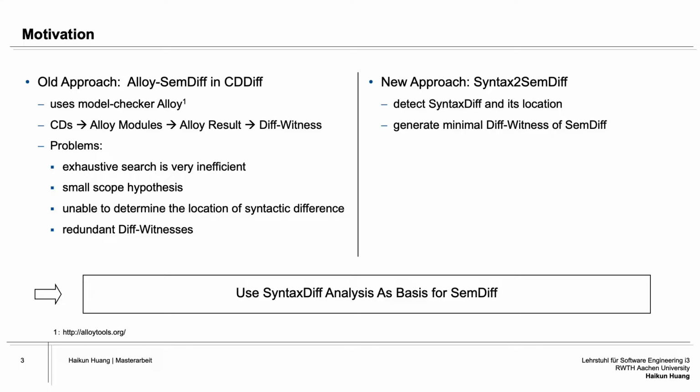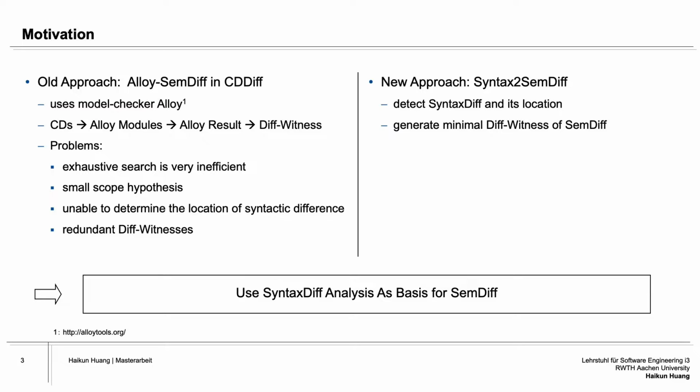But there are several problems in this method. First, it uses the model checker Alloy to calculate the instance, so the calculation process is an exhaustive search and that is not efficient. Second, it must determine a small scope value k to fix the number of instances. Third, it cannot determine the location of syntax differences. That means we don't know which syntax differences in the CDs cause the current semantic differences. At last, sometimes there are some redundant diff-witnesses in the result.